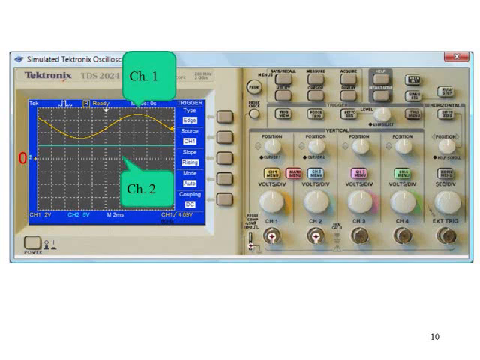Okay, so here we have a screenshot showing channel 1 displaying a sine wave, and channel 2 displaying the DC offset. So both channels on the oscilloscope do not have to display the same type of waveform.